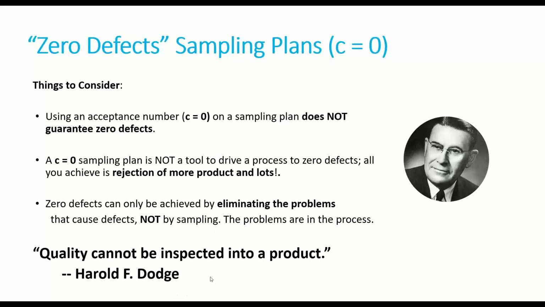Harold Dodge, a great quality management figure, said quality can't be inspected into a product. Boy, is that true. So people might try to do different things with the sampling plans, but you need to be careful about that, because if you have bad quality, you have bad quality, and no amount of sampling or statistics is going to really help you with that.